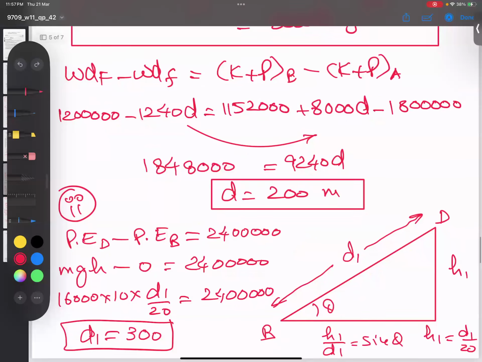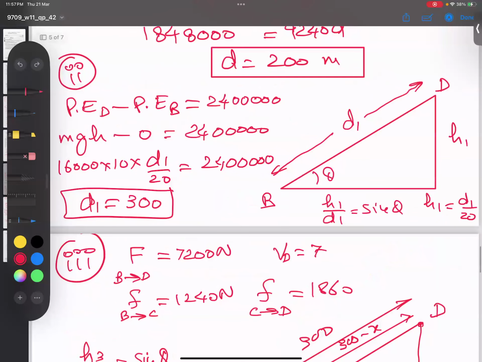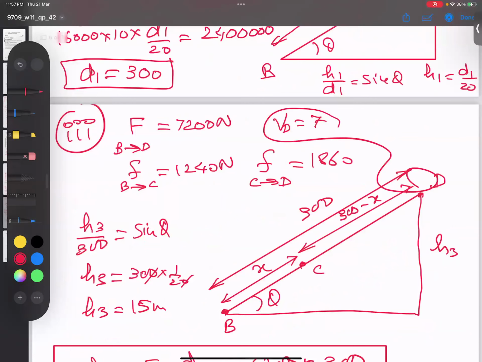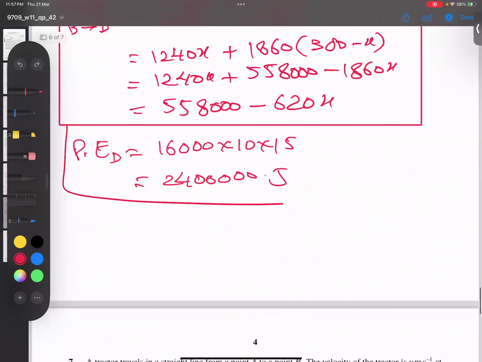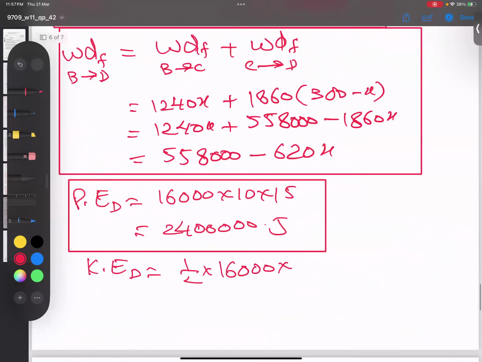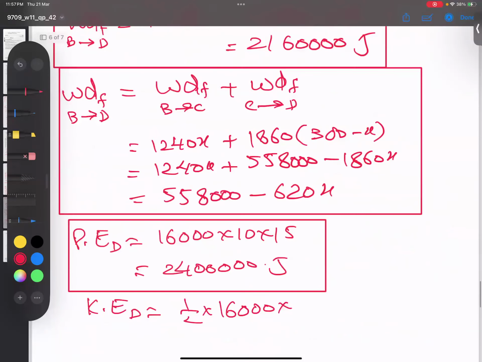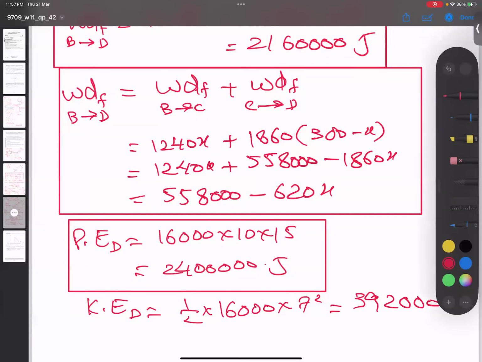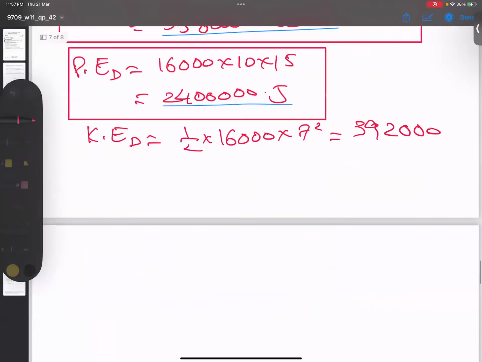Okay, now listen up. What is the speed at D? We have it: this is 7. I can find the kinetic energy at that point. Kinetic energy at D is what? Half mv square. M is 16,000, V is 7, so 7 square. I'm finding it here: 8,000 times 49, and I got 392,000. I think now we are close to our answer. Just plug in the numbers and get the answer.